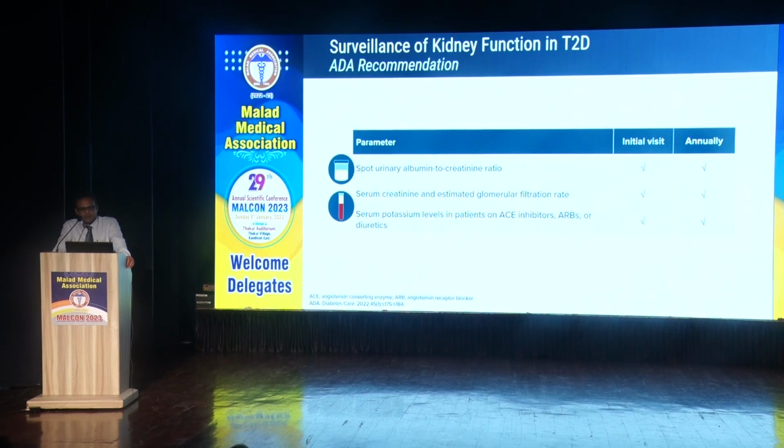This is what the ADA recommends when we see a diabetic kidney disease patient: check the spot urine albumin creatinine ratio. This has almost replaced the 24-hour urine collection, because it's cumbersome, logistically difficult, with very poor patient compliance. A spot sample can also give us a better idea about their albuminuria. Then check the creatinine and GFR as we discussed. And once they are on an ACE inhibitor or ARB, we have to monitor potassium and creatinine levels. So this is at the initial visit, and annually. As the stage advances, we may need to check every 3 to 6 months, depending on how the patient's stage is progressing.